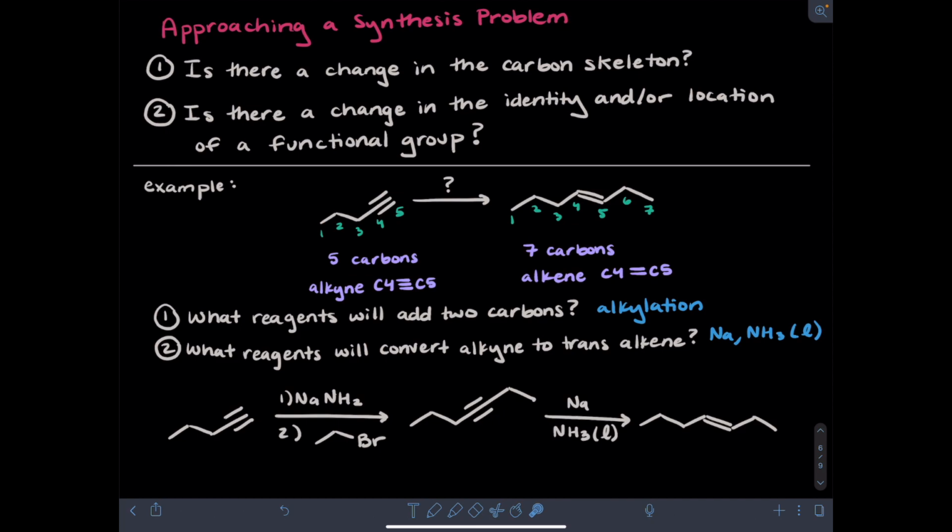So in this example synthesis problem, I did have a change in carbon skeleton that required me to add carbons. The only way to do this was alkyne alkylation. And then I had a change in the identity of a functional group, but not its location. It was between carbons 4 and 5 in the chain in both cases. But I did need to manipulate the functional group by converting it from an alkyne into an alkene.